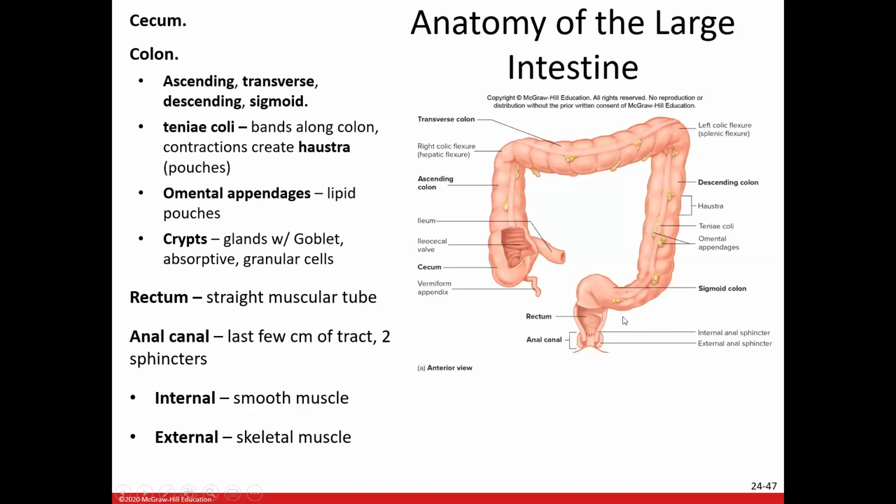So then towards the end of the large intestine, you have the rectum, which is a very strong muscular tube that leads to the anal canal, where feces at this point will be excreted from the body. And you have two sphincters in the anal canal, an internal one made of smooth muscle and an external one made of skeletal muscle that are under voluntary control.